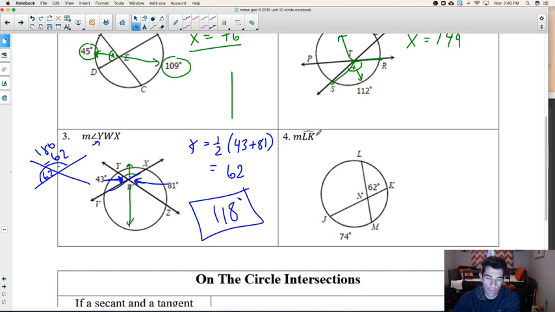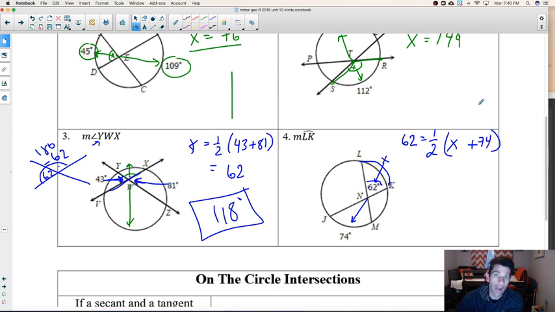And 4, okay, switch it up totally now, because now they're asking me to find arc LK. Well, that came from this angle, shooting up that way. So this angle, which is 62, because remember the formula is the angle is equal to 1/2 the sum of the two arcs. Well, one of those arcs is x, and the other arc is 74.